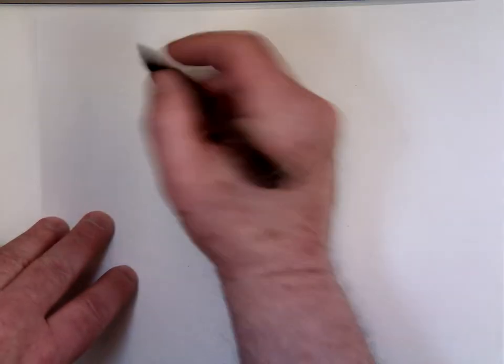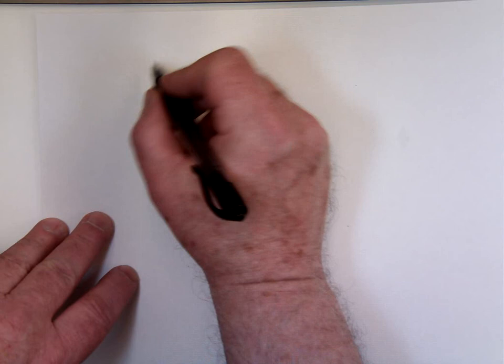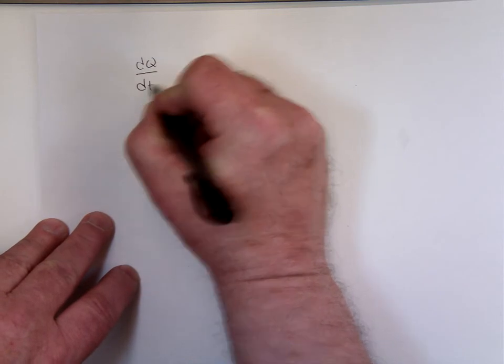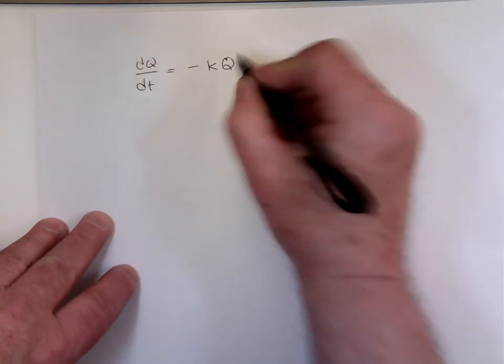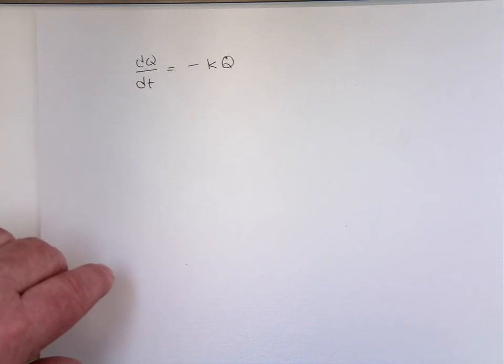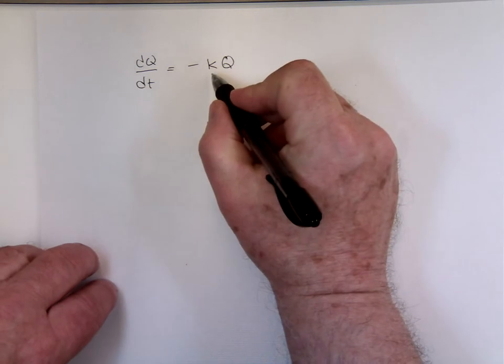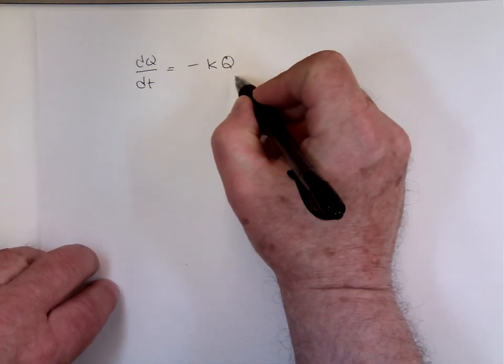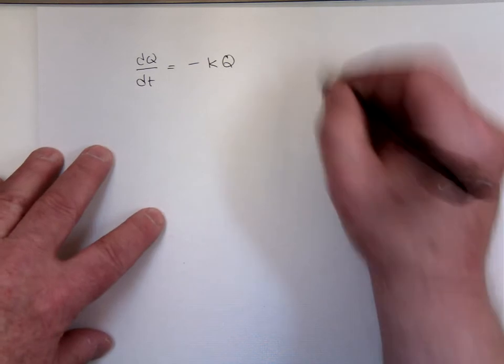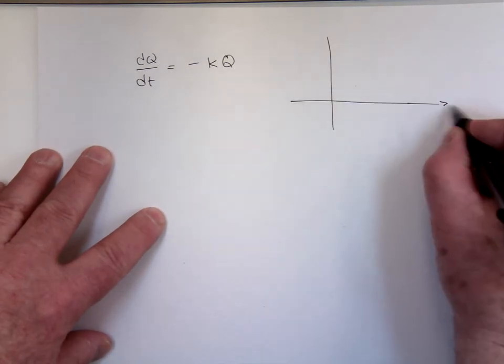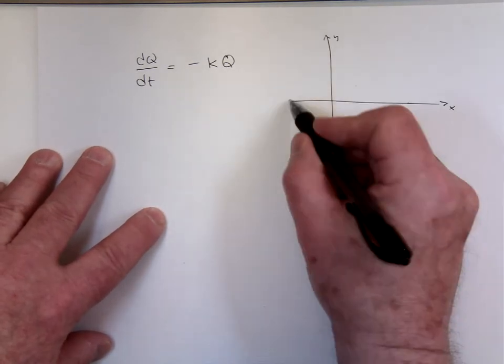In radioactive decay, Q is the amount of radioactive material. dQ/dt is negative kQ. Okay, it's a rate of decay now. It's decreasing over time, and it's decreasing at a rate that's proportional to the amount of radioactive material. Same idea as before. What do you get for a graph? Now, these models are very accurate, as opposed to the population growth models, because what you have is this.